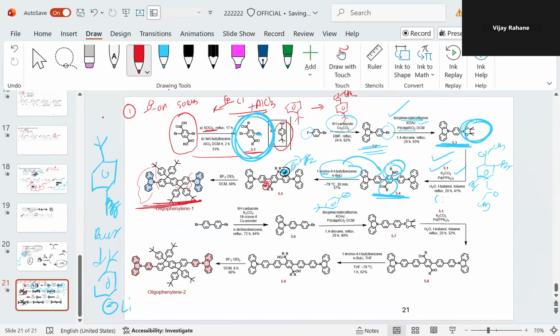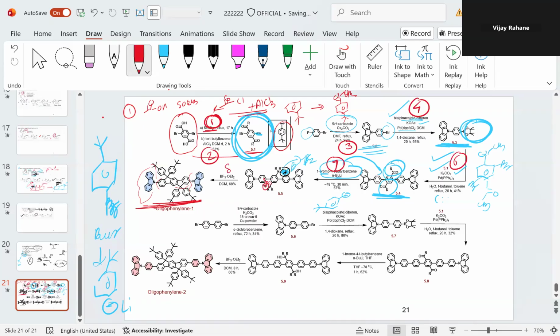So basically, how many reaction steps are involved in the synthesis of this molecule? The first step is the acylation. The second step is the Friedel-Crafts acylation reaction. The third step is the aromatic nucleophilic substitution reaction. The fourth step is the Miyaura borylation reaction. Here, the sixth step is the Suzuki coupling reaction. The seventh step is addition of the nucleophile to the carbonyl center. So basically, it is a nucleophilic addition reaction.